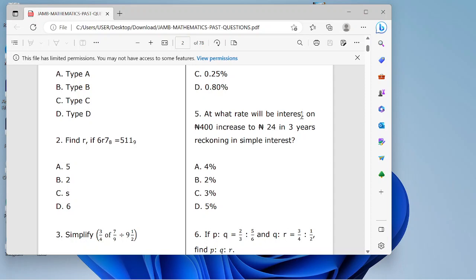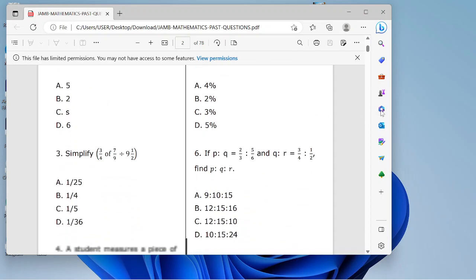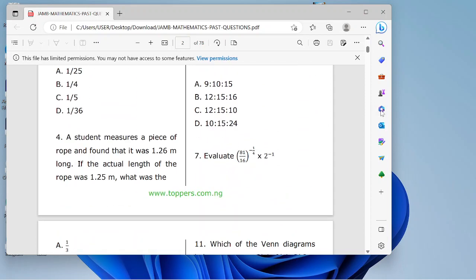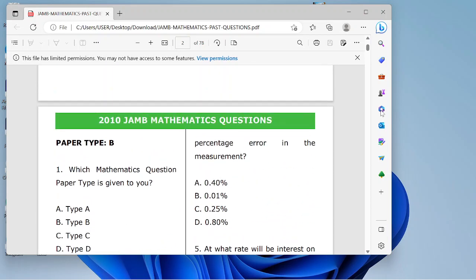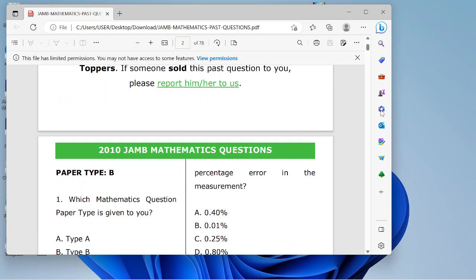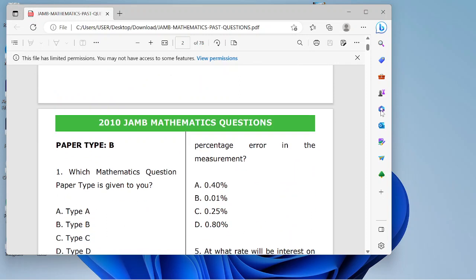Today, in our last class we looked at question number 3. So today we are moving to question number 4. And the question states that a student measures a piece of rope and found that it was 1.26 meter long. If the actual length of the rope was 1.25 meter, what was the percentage error in the measurement?